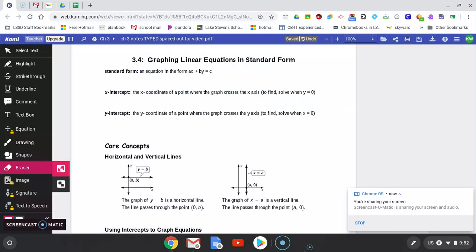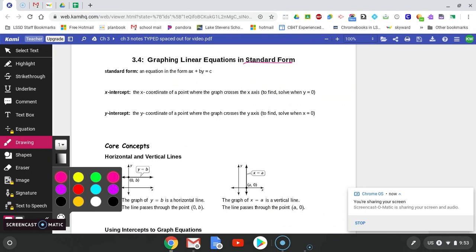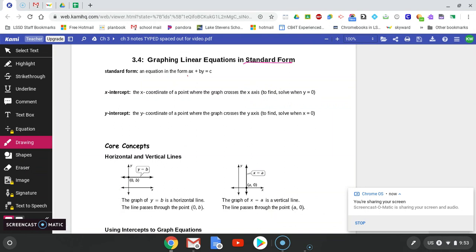So 3.4, graphing linear equations in standard form. We are used to seeing it in slope-intercept form. For standard form, it's going to be ax plus by equals c. In other words, your x and your y term are on the same side of the equation, and it's equal to some number. So instead of y equals mx plus b, when it was in that form, we used the y-intercept and the slope to graph it. Today we're going to look at how we graph it using the x-intercept and the y-intercept.